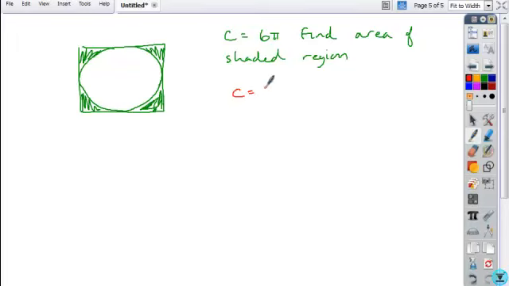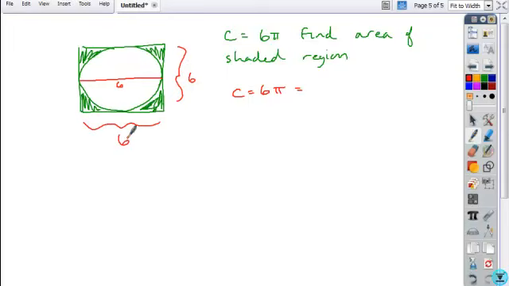All right, so let's start with the circumference. If we know that the circumference is 6 pi, what is it that we know about this circle? Its diameter is going to be what? 6. Okay, which means the area of the square we can find, right? If the diameter is 6, what does that mean each side of the square is?